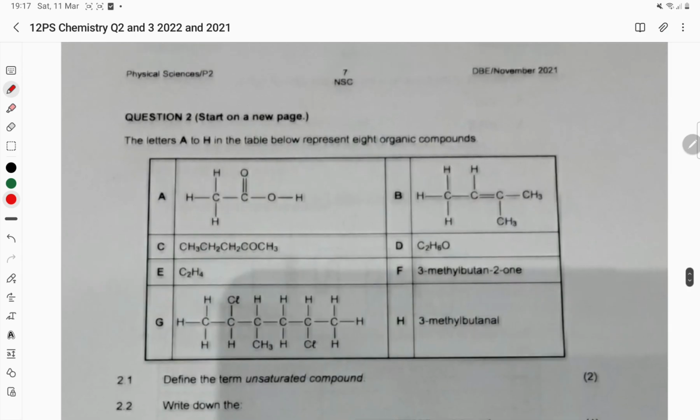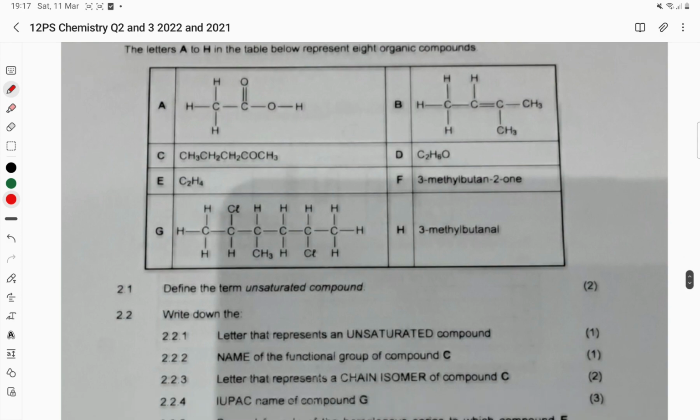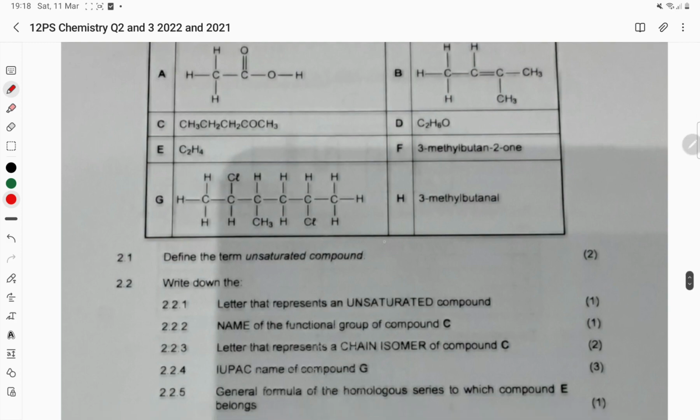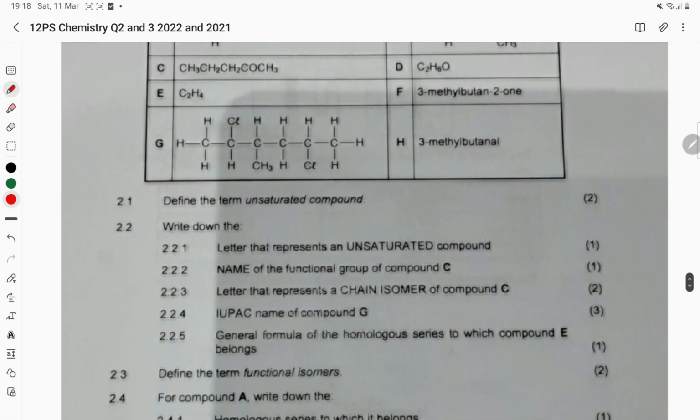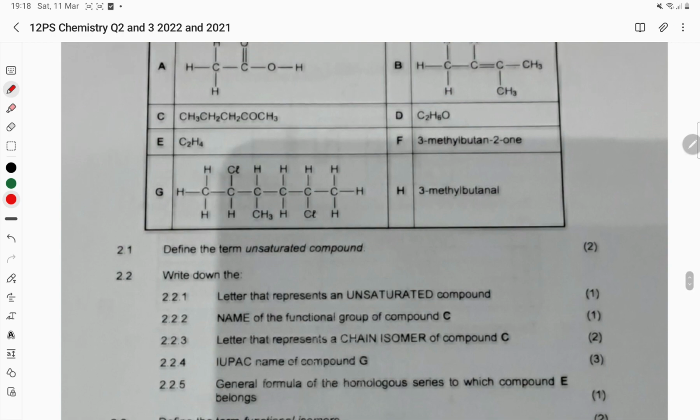Right, looking now at question 2 for paper 2 2021. Letters A to H represent the 8 organic compounds. Alright, so a whole bunch of different ones there. Define the term unsaturated compound. That's an alkene or alkyne. There's a double bond or triple bond in there somewhere. Saturated would be only single bonds, but y'all just know that definition officially, the official one. Write down the letter that represents an unsaturated compound.